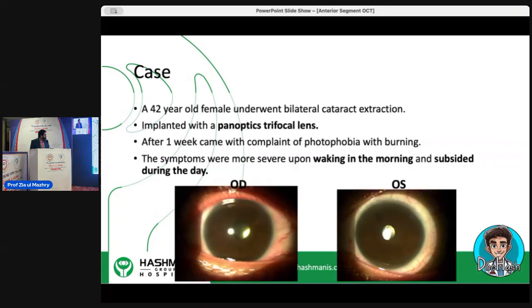Then I hope screen वापस आ जाए, but so 42-year-old female है, bilateral cataract extraction है, implanted with a lens. ये premium lens है, तो all of these patients इसमें हम वैसे ही बहुत apprehensive होते हैं. तो एक हफ्ते के बाद comes with severe photophobia, burning के साथ. उनको history ली तो she's waking up in the morning with a lot of pain, and that subsides during the day. So that should be a clue to what this case is exactly.